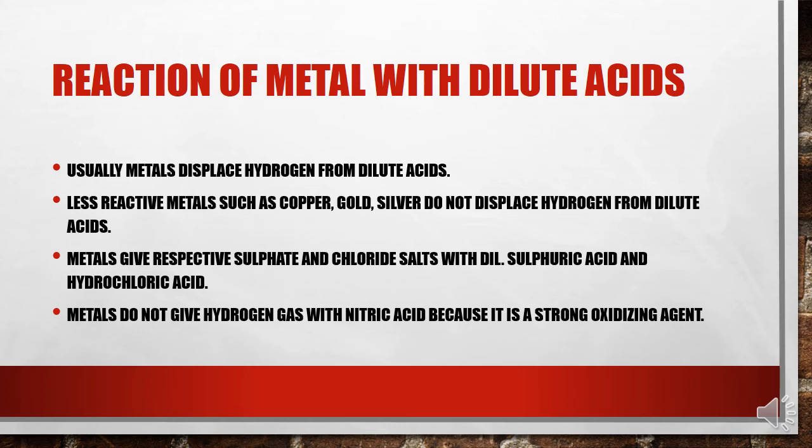Now understand this point. With nitric acid, metals do not give hydrogen gas because nitric acid is a strong oxidizing agent that oxidizes hydrogen to water. So metals give water with nitric acid instead of hydrogen gas. So this is a very important exception, that metals will react with hydrochloric acid and sulfuric acid, but there will be no reaction with nitric acid because nitric acid is a strong oxidizing agent.